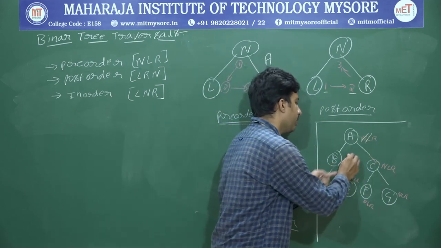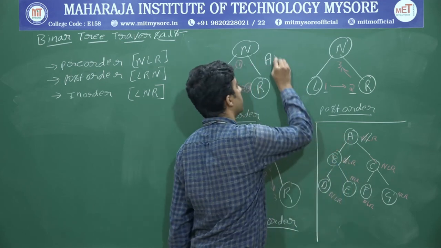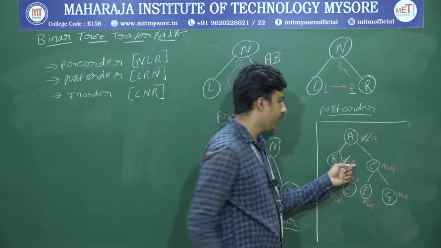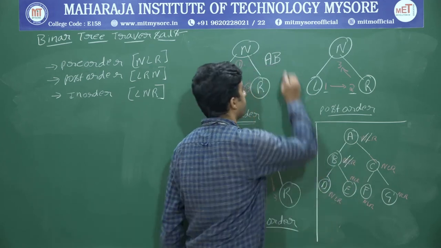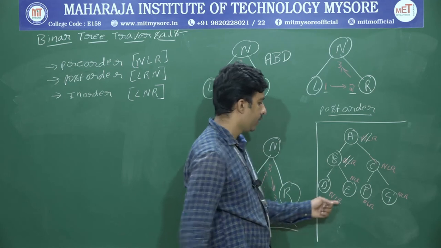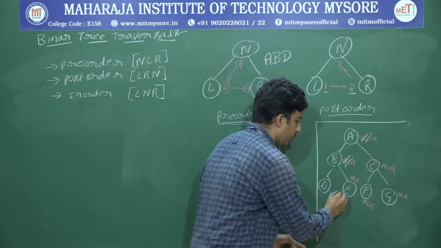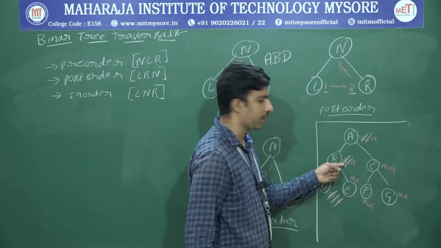Okay, node is encountered, yes. Cancel that one. Print the B. Okay, left is there, yes. Traverse. Okay, node is encountered, yes. Print the D. Okay, node. Okay, left is there, no. Right is there, no. Goes back.